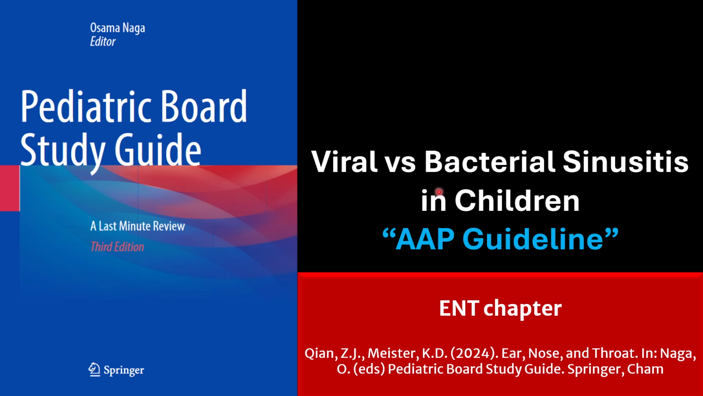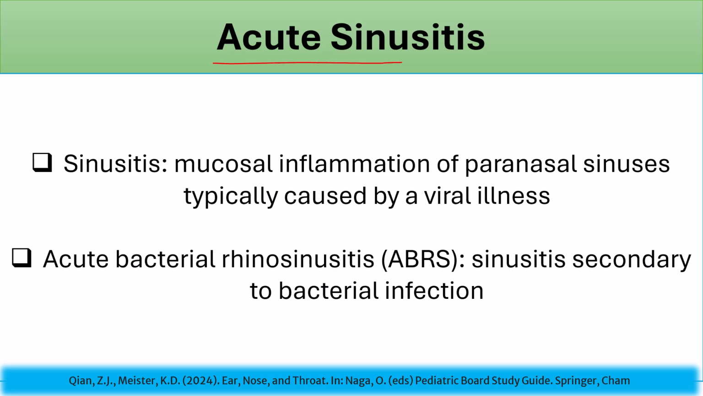Management of acute sinusitis in children, and in this video we'll learn how to differentiate between viral and bacterial sinusitis. For most updates in ENT or ear, nose and throat, refer to the Pediatric Board Study Guide 3rd edition. Acute sinusitis. Sinusitis is mucosal inflammation of paranasal sinuses, typically caused by a viral illness. Acute bacterial rhinosinusitis is sinusitis secondary to bacterial infection.